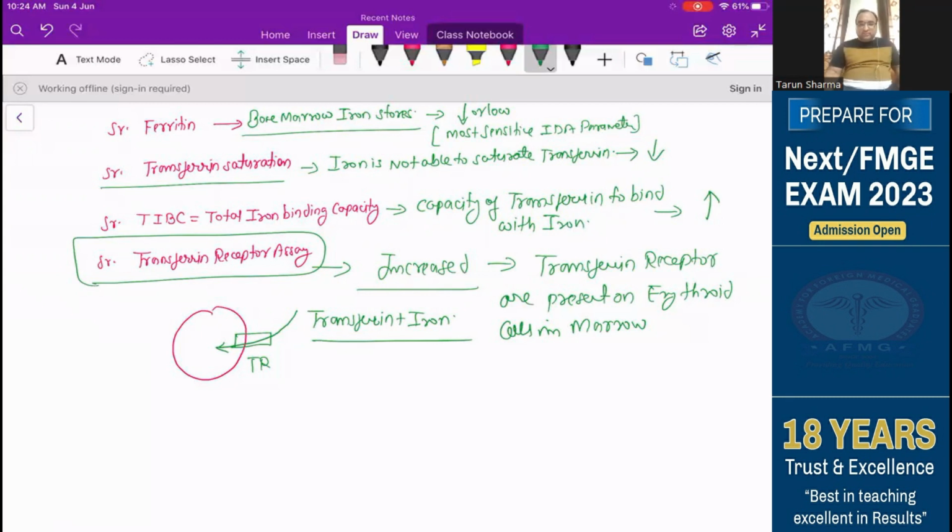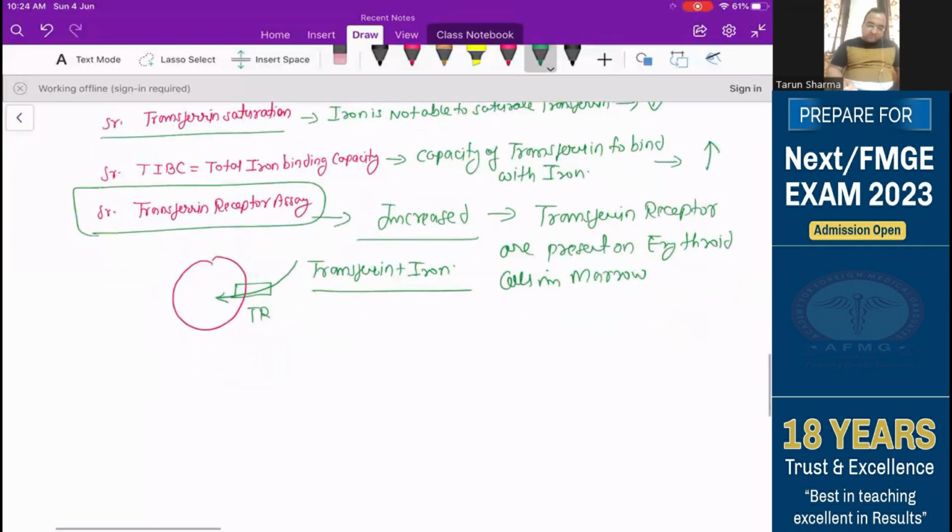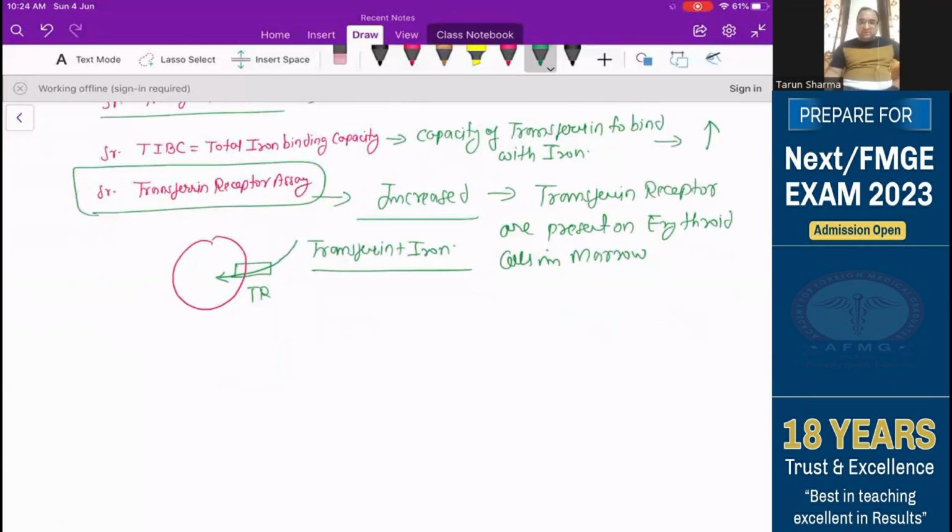So what should be the status of this receptor? Whether it should increase or decrease in iron deficiency? It should be increased. It is again a compensatory mechanism. The more the iron deficiency, the more iron the erythroid cells want to absorb from their surface. So they will increase their receptor number, and more receptors will be there on the surface of the cells. More and more receptors are going to leak into the blood also, and then you are able to make out the levels of those receptors in the blood.